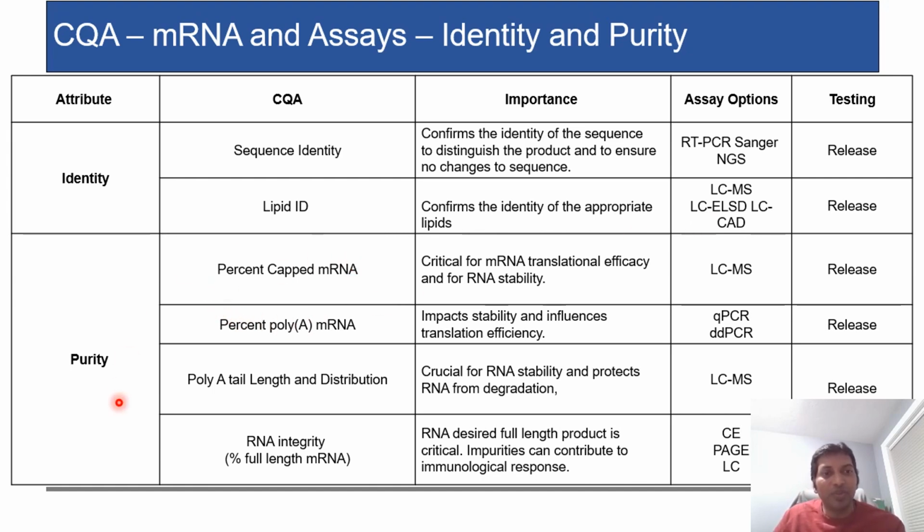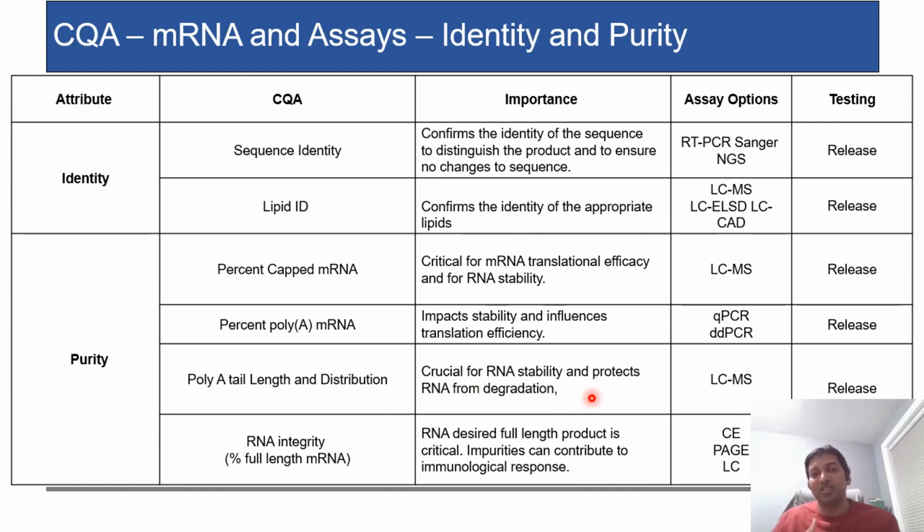When it comes to purity, you really look at mRNA capping, because it provides the translational efficiency and the RNA stability. So you really need to understand that 5' capping. Then you also look at the poly A, which gives stability and translational efficiency. Normally the capping is understood through an LC-MS method, whereas the poly A is through a qPCR or ddPCR method.